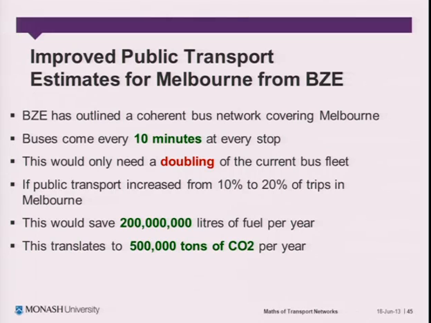So it's possible to build a network covering the whole of Melbourne with buses coming every 10 minutes at every stop, and that would only need a doubling in the size of the bus fleet, so it's quite realistic. And that can be expected to lead to at least a 10% increase in take-up of public transport, which would save about 200 million litres of fuel per year, and 100,000 tonnes of CO2 would not be pumped into the atmosphere.